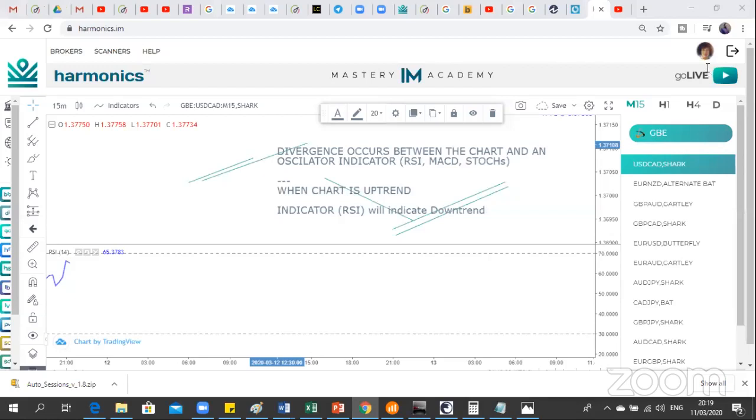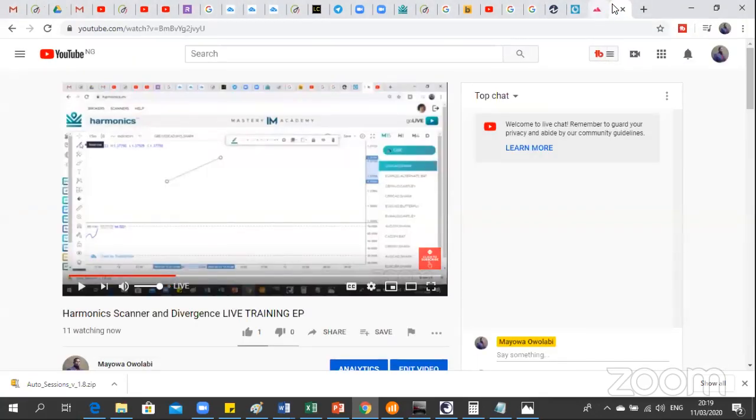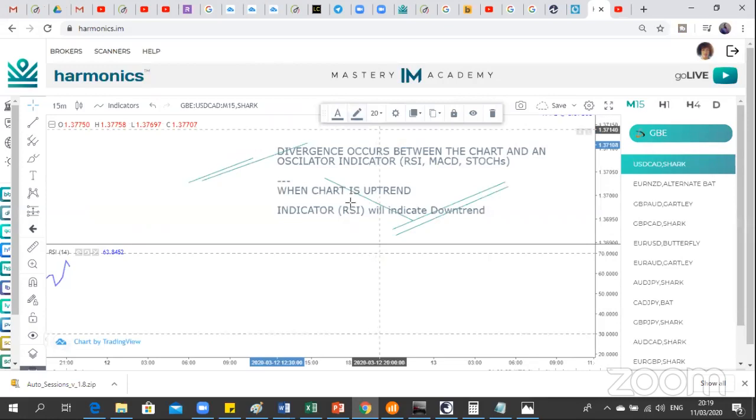Do we understand? Somebody says we are not seeing your screen. I don't understand. If you can see my screen, type in 1, please. If you can see my screen, type in 1. Okay.